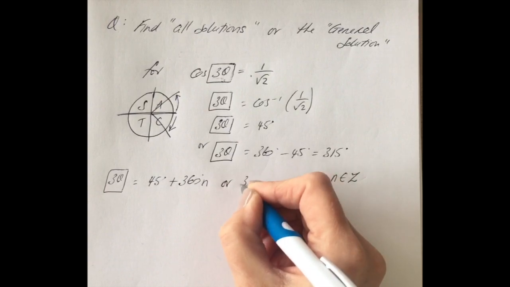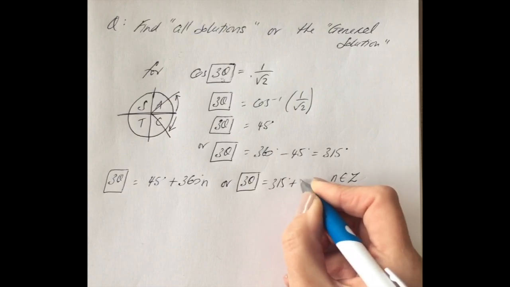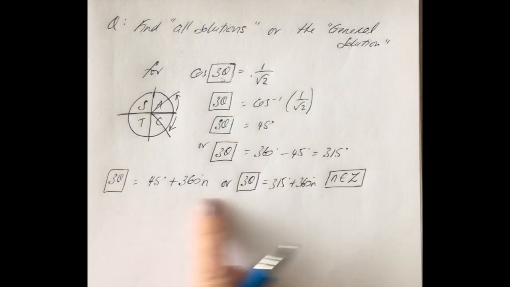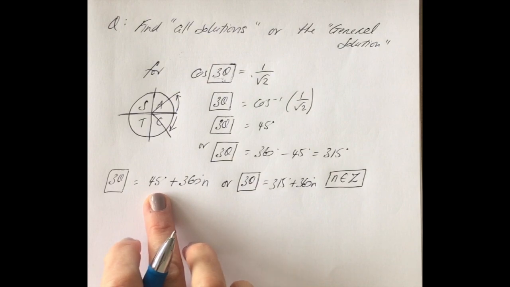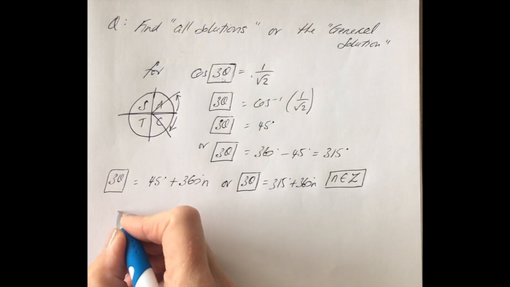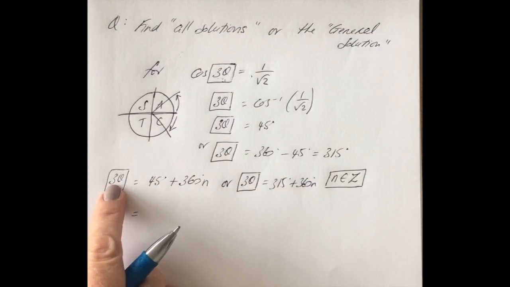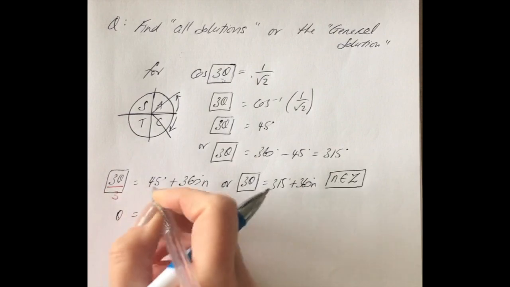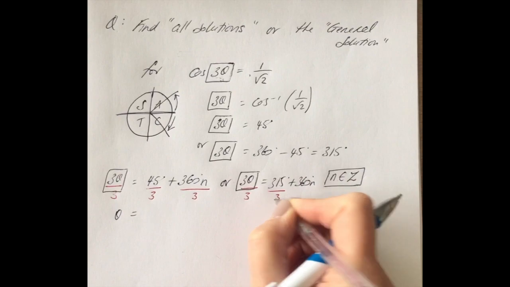So obviously we have this for our two main solutions. This is what you have to write out for yourself: 315 plus 360n, where n is an element of the integers. So there we go. Now we have it in its general solution form, and our final step is to find theta. If I want to find theta on its own, I've considered all my angles, but they of course are 3 theta angles. So to consider theta on its own, I'm just going to divide everything by 3. That'll be divided by 3, that's divided by 3, and so on for each term.